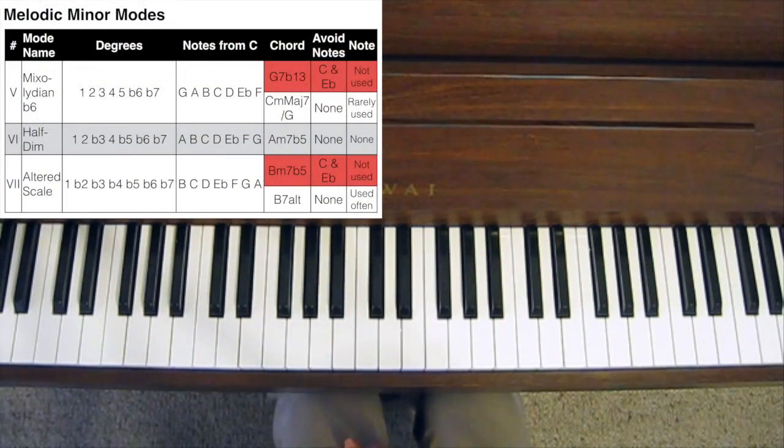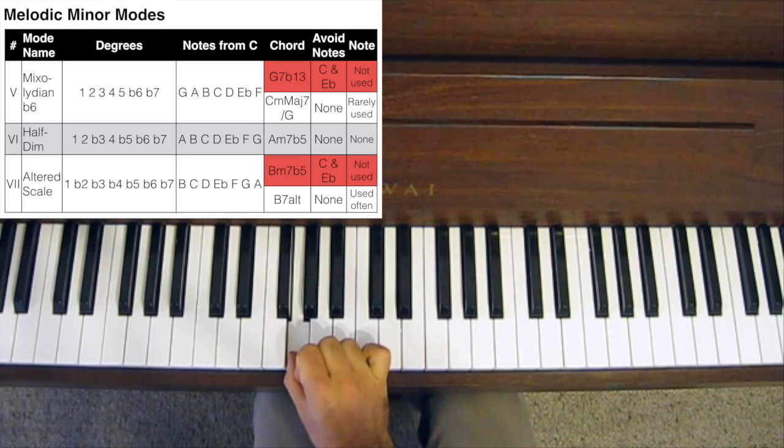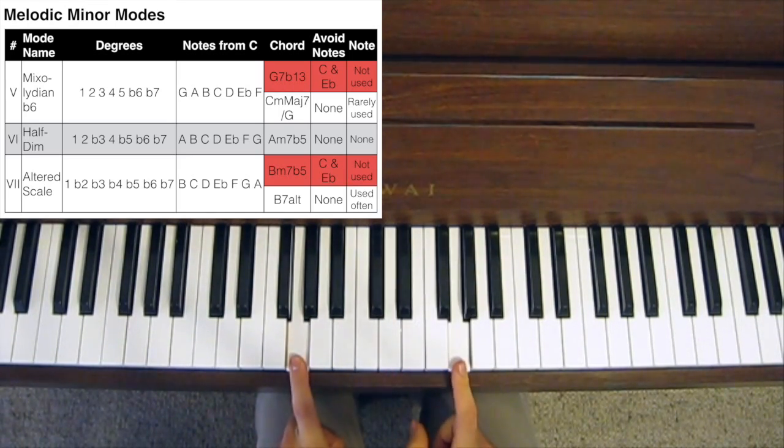Now the fifth mode of C melodic minor looks like this. Right, starting and ending on the G.